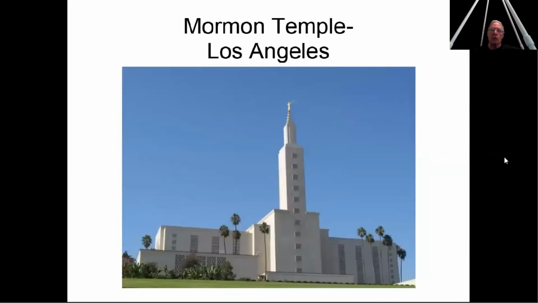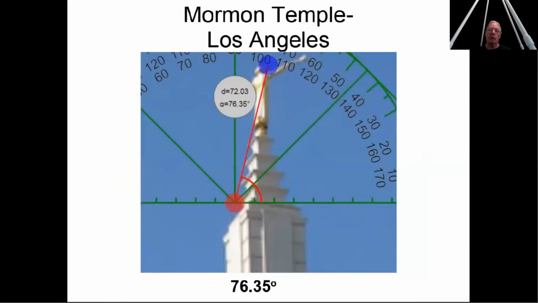Here's another Los Angeles temple with a similar depiction at the top. And again, we got that one down to 76.35 degrees. So the same kind of architecture. It looks like it was influenced by the Masons, or that the Masons was influenced, but I figure it was the Masons that influenced the Mormons in this case, because they've been around for a longer period of time.